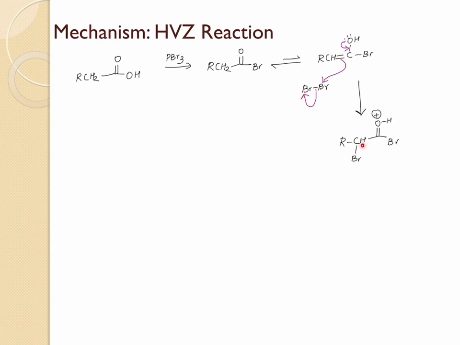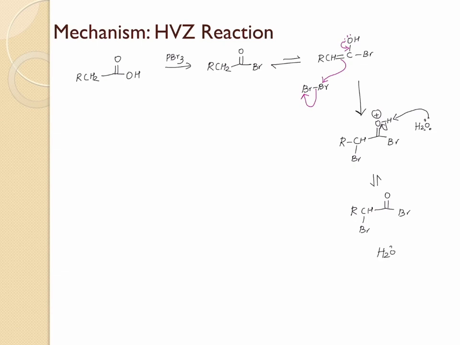Now we can see that the alpha hydrogen has been replaced by a bromine atom. Now in the next step, water is going to deprotonate this hydrogen from the carbon and oxygen and neutralize that positive charge on oxygen. And this bromo-substituted acyl bromide will be hydrolyzed to the corresponding carboxylic acid.